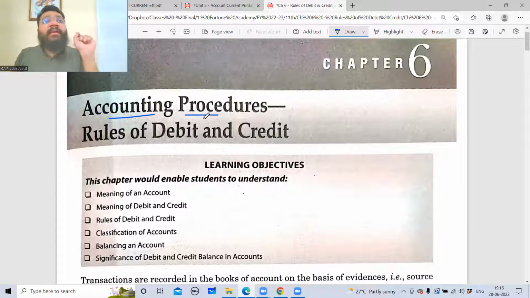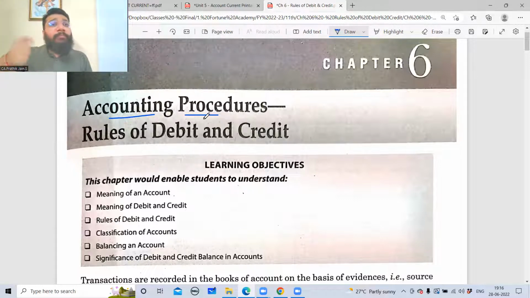One, every transaction that is recorded has to be supported by evidence. So if you're recording a purchase transaction, it has to be supported with the purchase bill. If you're recording a sale transaction, it has to be supported by a sale bill. If you are, let's suppose, doing a purchase return or a sale return, it should be attached with a debit note and credit note. What is debit note, credit note? You will learn that in the next chapter.